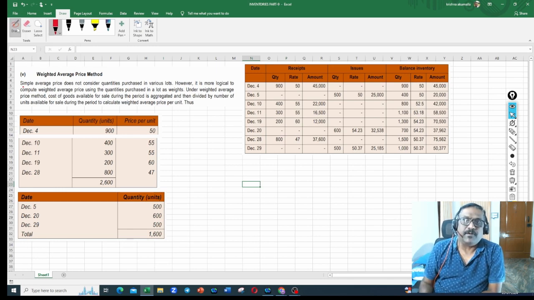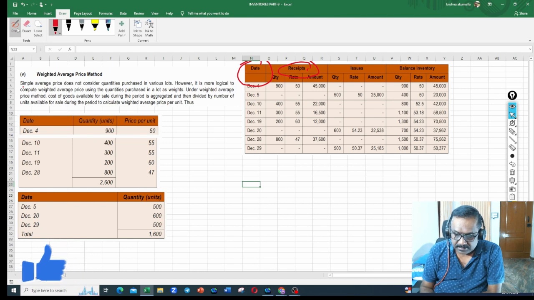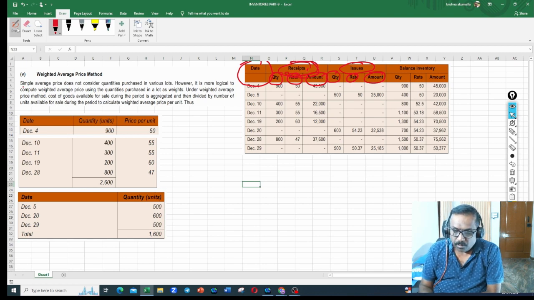How the inventory ledger format is supposed to be, we said we have to have the date, we have to have the receipts block. Under this receipts block, what should be the quantity, what should be the rate, and what should be the amount. Similar way, we have to have an issues block wherein you have to show quantity, rate, and amount. And once we know what the receipts are, receipts are nothing but purchases. So purchases minus issues to the production is equal to your balance inventory. For the balance inventory also, we need to show quantity, rate, and amount as well. This is how the inventory ledger has to be prepared.